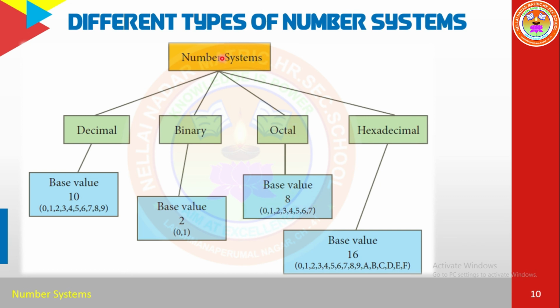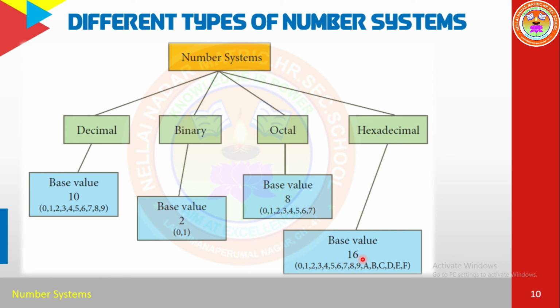Then the last number system type is hexadecimal. This hexadecimal number system has a base value of 16, right from 0 and ends with alphabet F. How is it possible that an alphabet should come here? Already we mentioned 0 to 9, totally 10 values. These 10 values we already used in the decimal number system also. So here now the base value is 16. So already we know the 10 values.